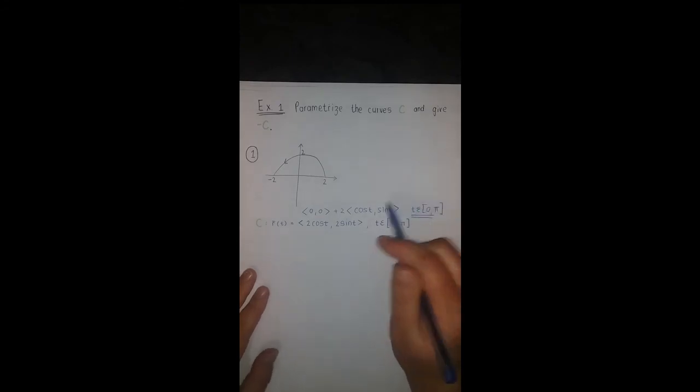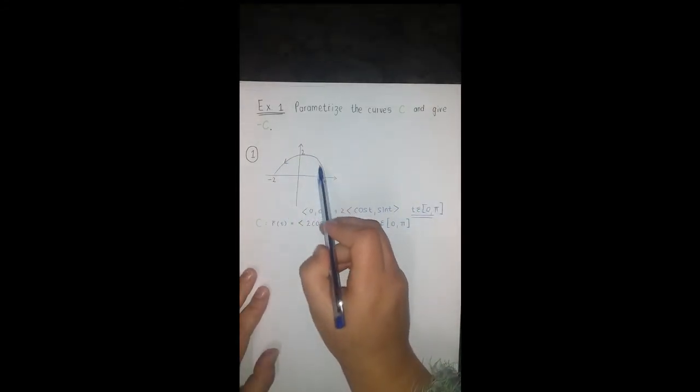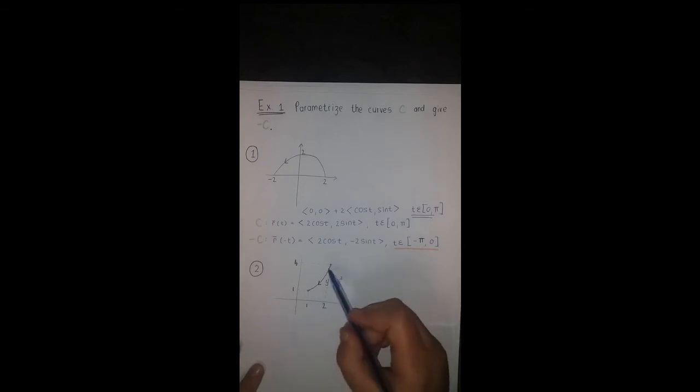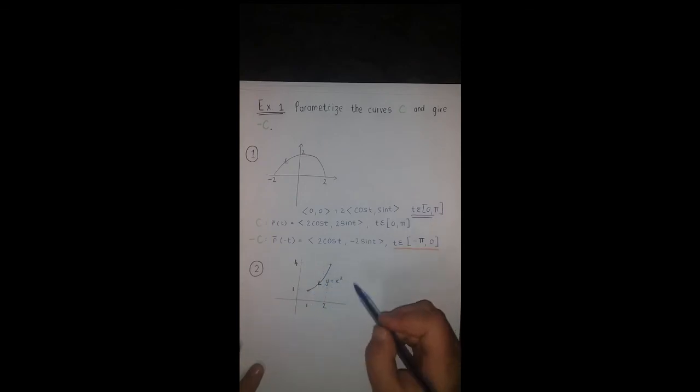So if we want the curve going in the opposite direction, then we just take t and make it negative t. So then we will have 2 cos t and minus 2 sine t, and t will go from negative pi to 0.